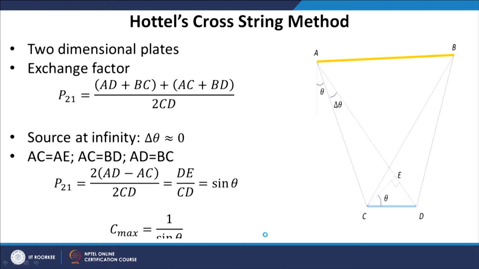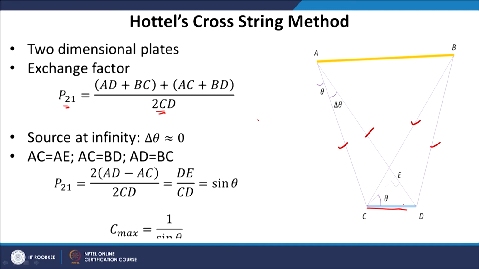Now, we will use the Hottel's crossed string method, which we have discussed earlier also. So, Hottel's crossed string method says that the exchange factor or view factor between two surfaces, assuming there is no optics in between, is given by the diagonal strings AD and BC, minus the side strings AC and BD, divided by 2 times CD. This is the Hottel's crossed string method that we have discussed.